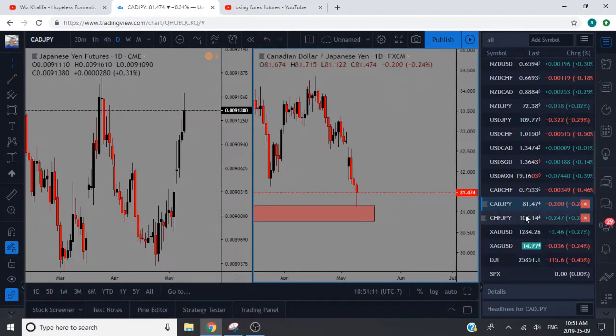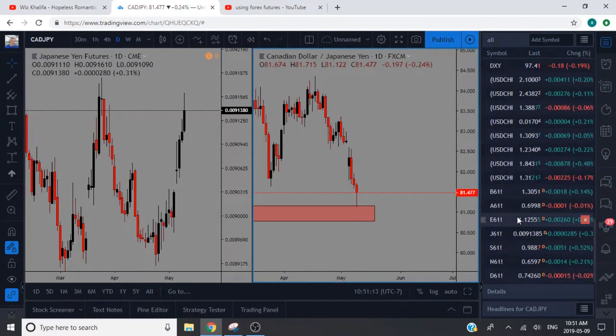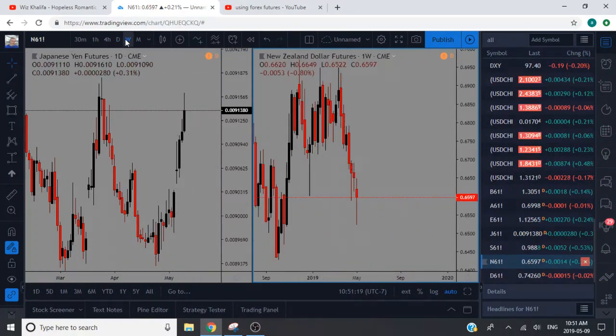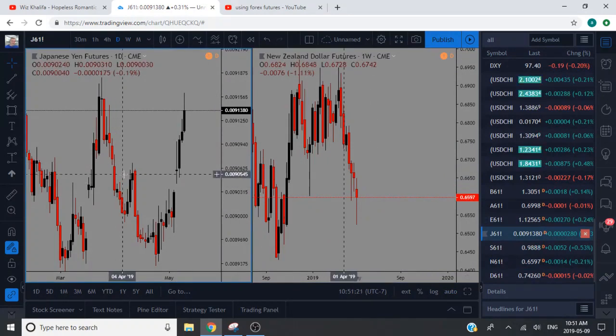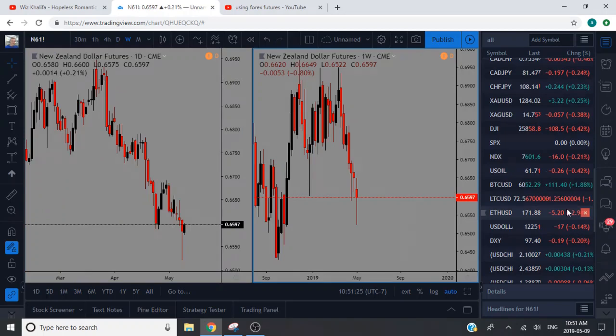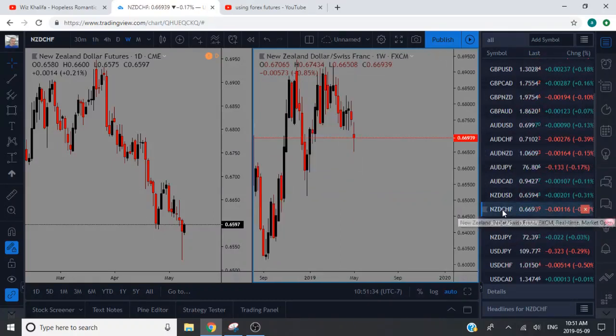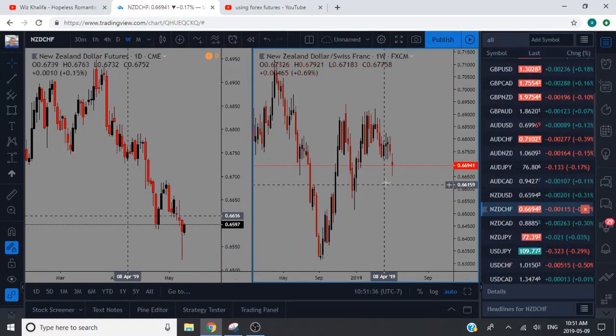Well, let's stick to the futures market. Let's check out New Zealand. Let's switch it up to the weekly chart. Sorry, I should do this side. Left side is the futures market. Let's go New Zealand Swiss. That's an odd one. Let's do it, screw it. New Zealand Swiss. Do we see any correlation?